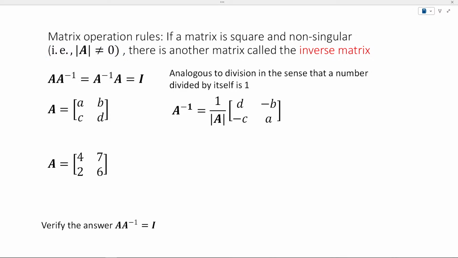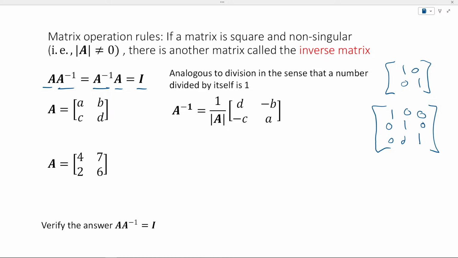So basically here is the rule. If I have a matrix times the inverse of this matrix, that is equal to the inverse of this matrix times this matrix, and that's equal to an identity matrix. And you know what an identity matrix is? An identity matrix is a matrix that has 1 in the diagonal elements and 0 in the off-diagonal elements. So in 3D, if it's 3 by 3, for example, it would be something like this. That's an identity matrix. So that is the main rule here.